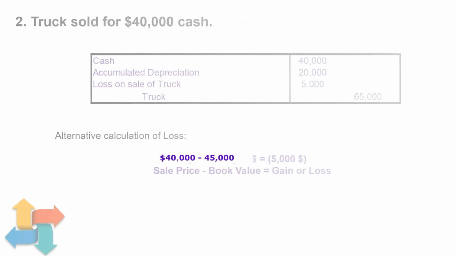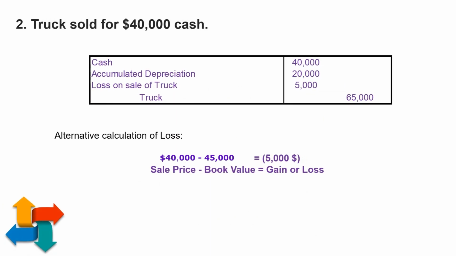Now, let's change the scenario. Let's assume that instead of selling the truck for $47,000, we were only able to sell it for $40,000. Same date, same assumptions, everything. It's 2 years after we bought it, January 1st, X6, but this time instead of selling it for $47,000, we sell it for $40,000. We will debit cash for $40,000 instead of $47,000.